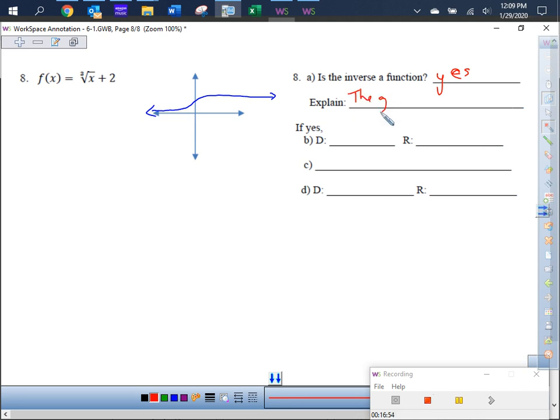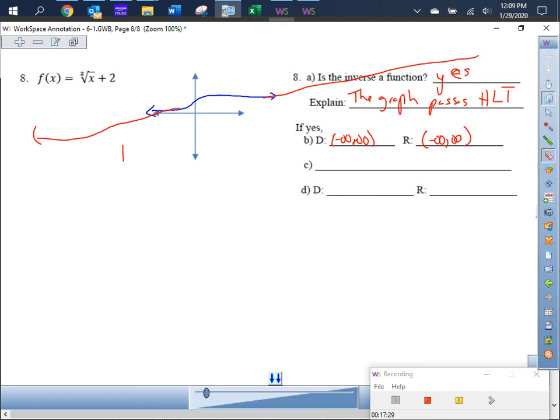So the graph passes HLT. The domain and range: it will go as far left as humanly possible, so that's negative infinity to positive infinity, and as I work my way to the right, it does keep going. Sorry, I got ahead of myself. The range, as low as we go, this will keep getting lower and lower, so it will go down to negative infinity, and this thing will get higher and higher, so it will go to positive infinity.